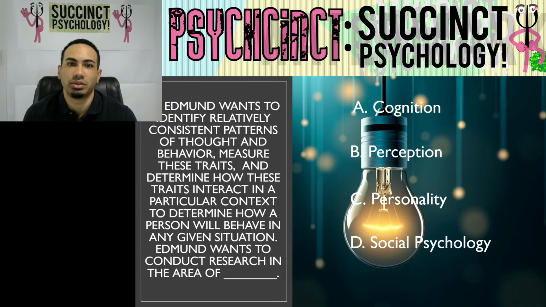All right, well, this is a pretty loaded question, so let's look at this and see if we can identify any things. So, relatively consistent patterns of thoughts and behavior, that's one thing we need to look at. And how these traits interact in a particular context to determine how a person will behave in any given situation. Well, we just discussed what cognition was, and that was how thoughts relate to behavior. And perception, is that perception? We're talking about consistent patterns of thought and behavior, so that does sound like personality. So if you chose C, personality, you chose correct.